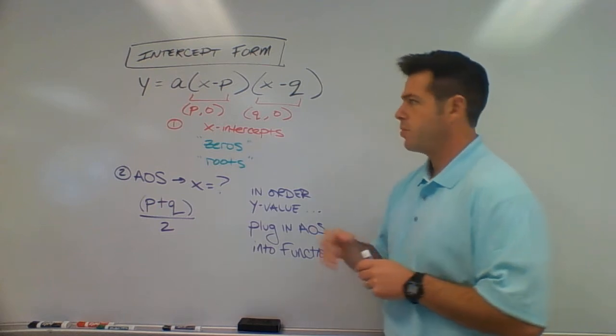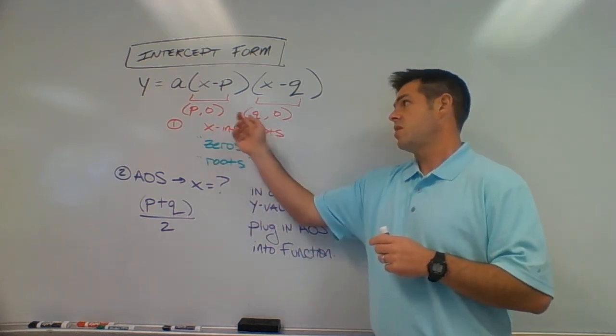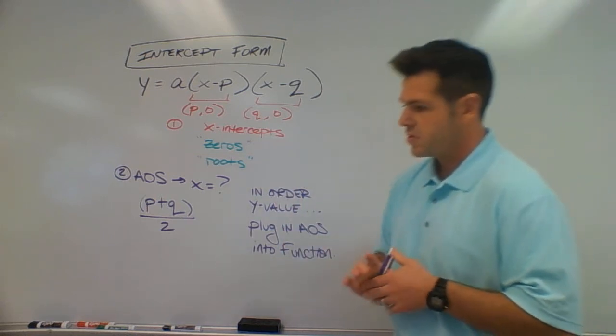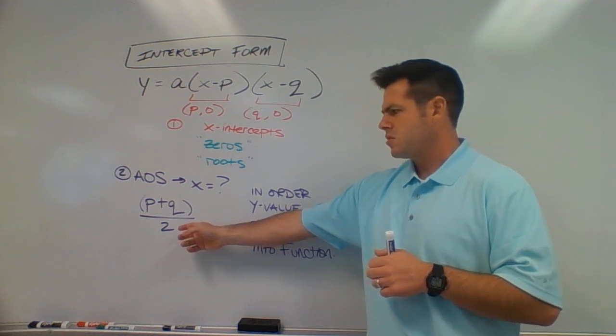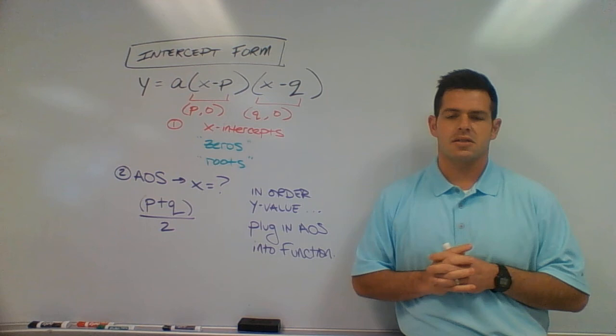So now I have 3 points here. I got the 2 x-intercepts, excuse me. Most of the time it's going to be 2 x-intercepts. It can certainly be 1, or it can certainly be 0. But most of the time it's going to be 2. Here we figure out our third point, which is the axis of symmetry.